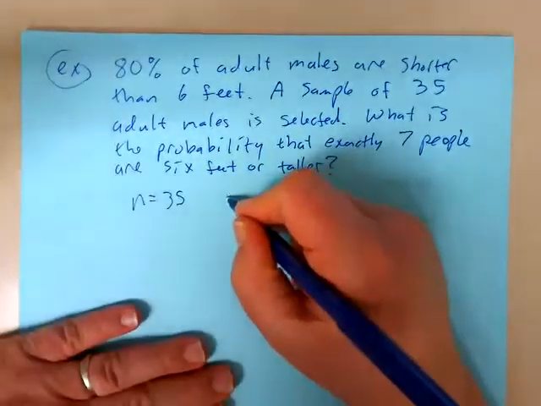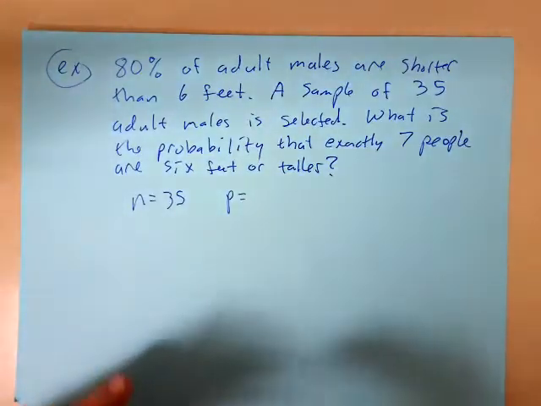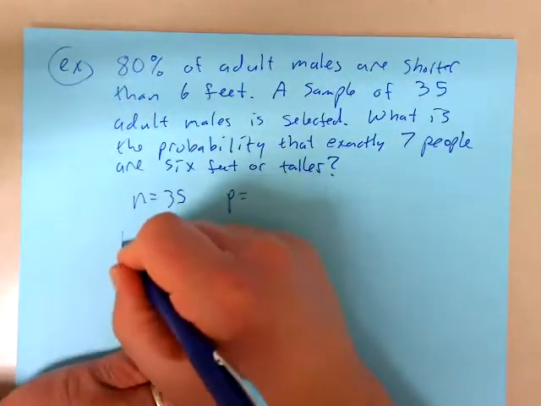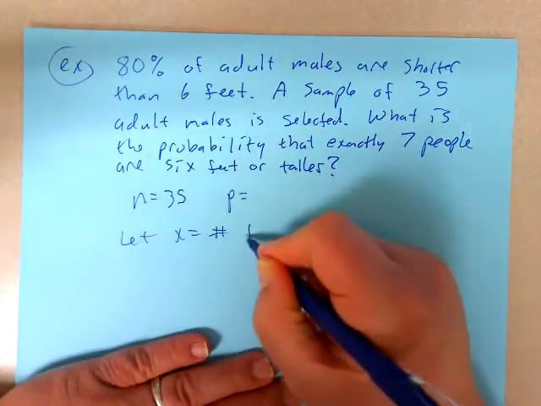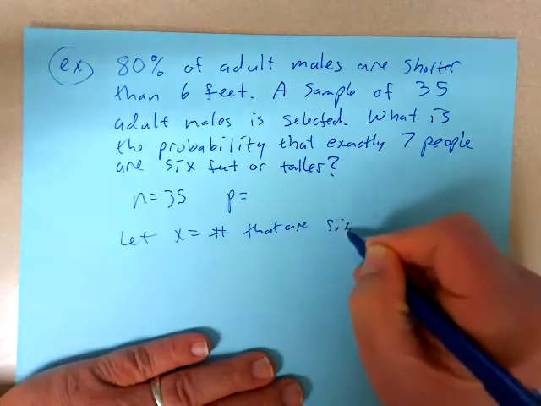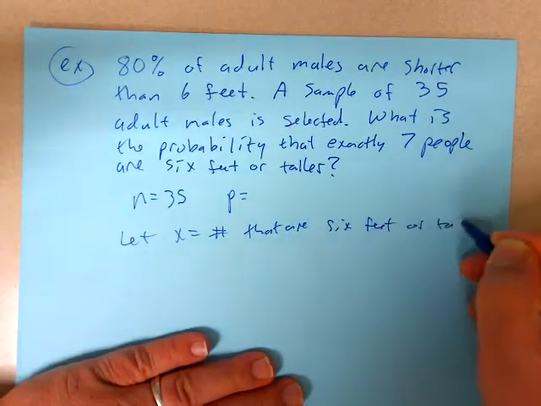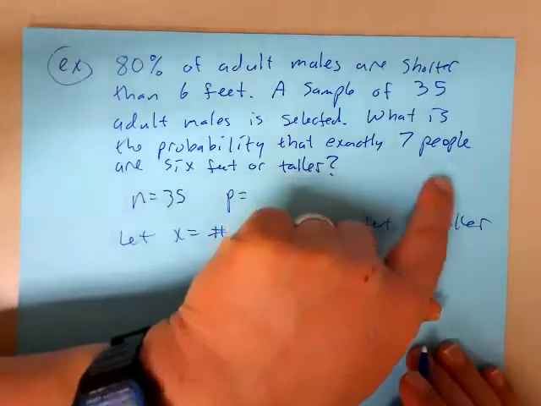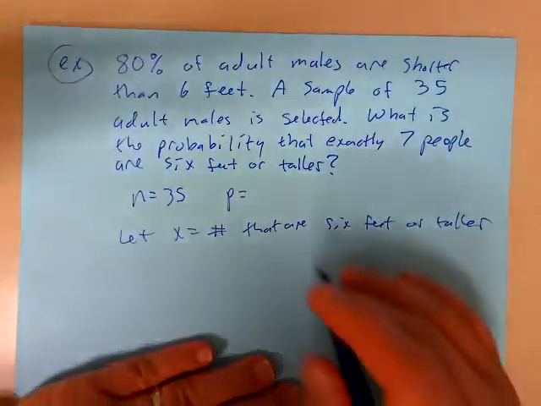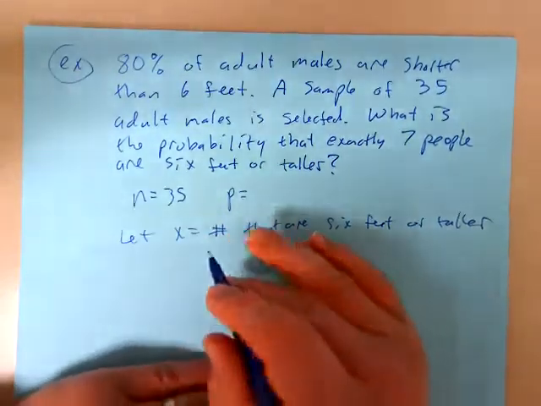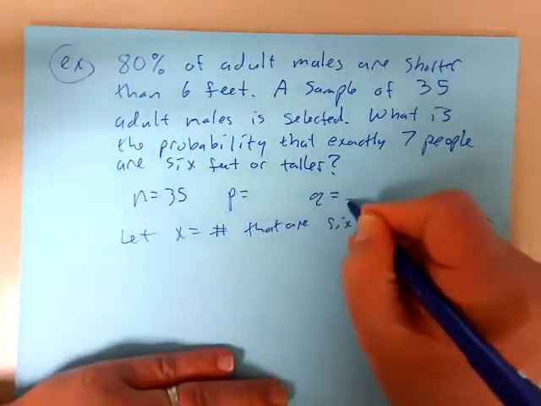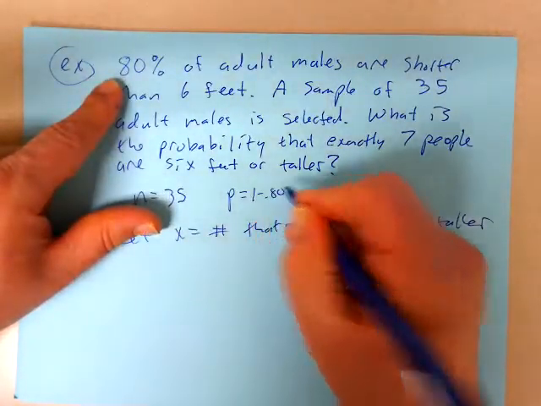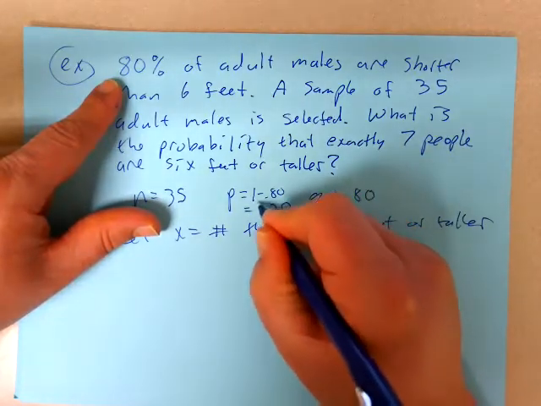Okay, and in this case, the success is that they're 6 feet or taller. So if you think of this as a random variable, you could let X equal the number that are 6 feet or taller. That's what X is. Because I want to find the probability that X is equal to 7, that 7 people are 6 feet or taller. Okay, so N equals 35. The Q is actually the 0.80. So they gave me Q, so the P is 1 minus 0.80, which is 0.20.